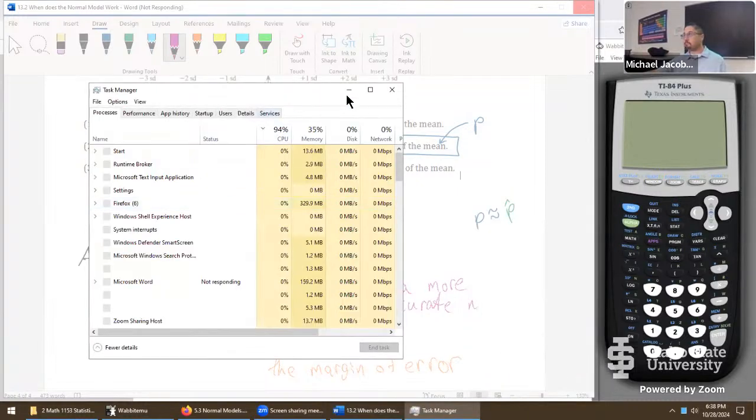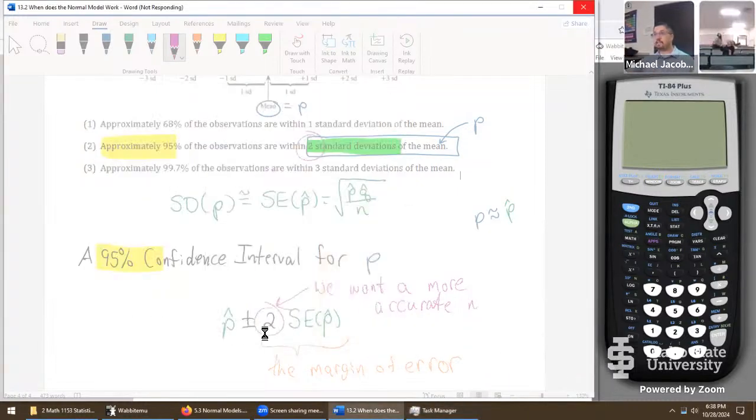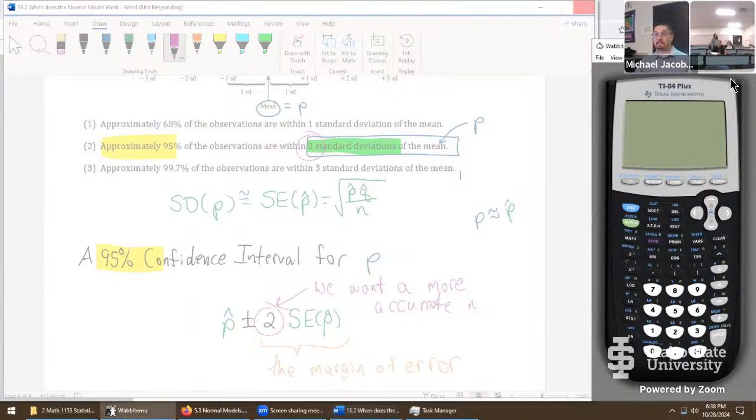If you want a more accurate number, are you saying of the 2 or of a? The 2 right here specifically. It's going to be about 1.96 if you're curious. And what we're going to do is use the calculator inverse norm to be more accurate.